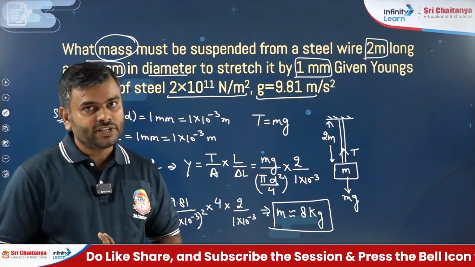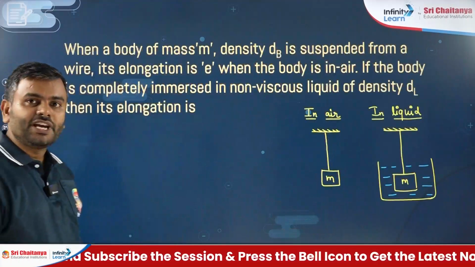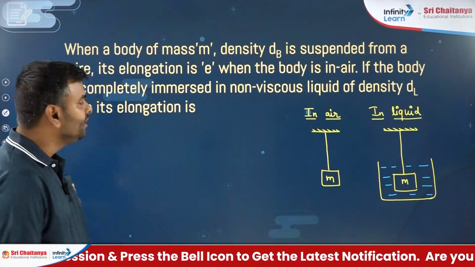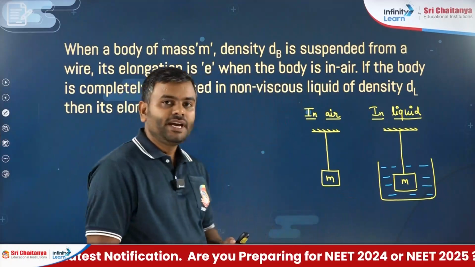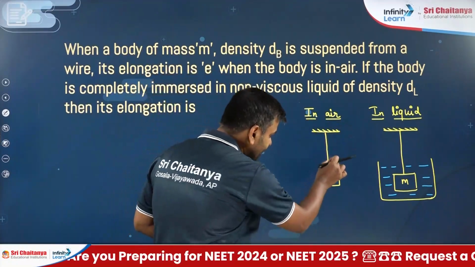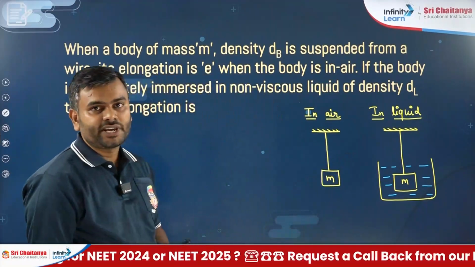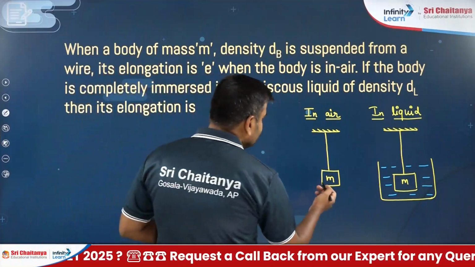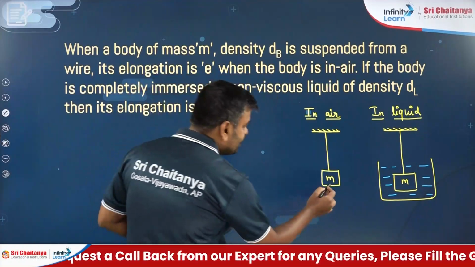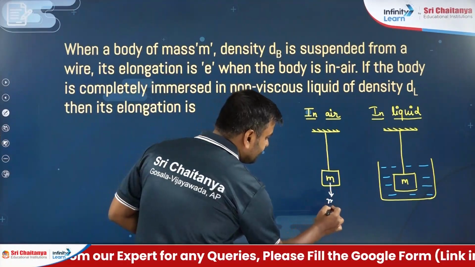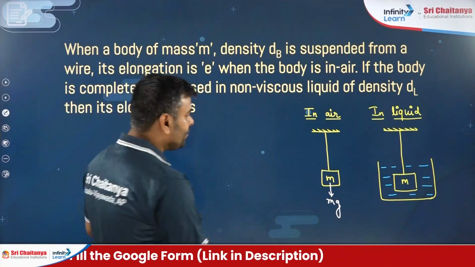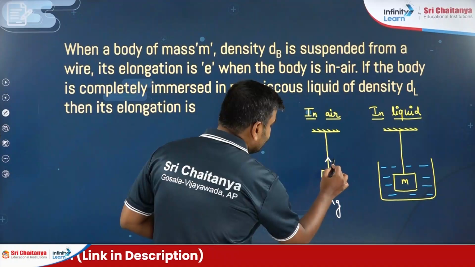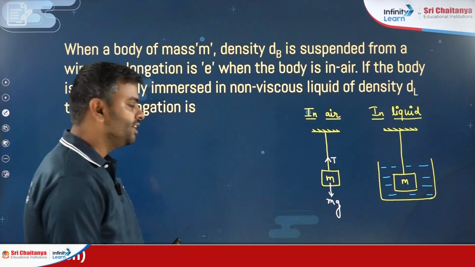So let's move to the next question. In this particular question, they have given that there is a body which has a mass m, and in air we are going to hang this with a string. In this particular situation, it will have a weight mg in the downward direction, and because of that there will be a tension in the upward direction.